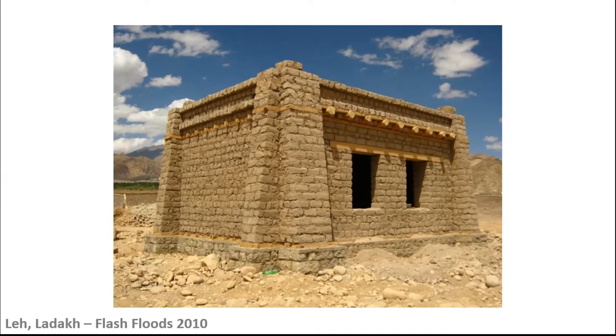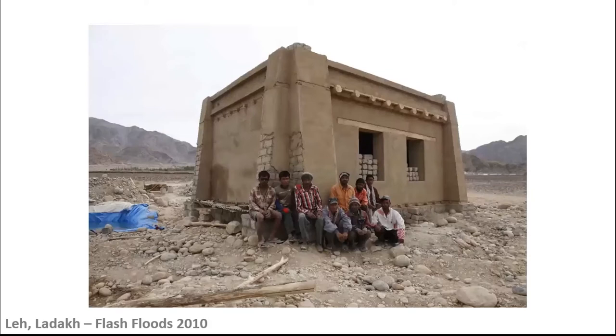And then instead of RCC bands, which were used in the previous design, we replaced that with local timber seismic bands. And for vertical strengthening of the corners, we introduced buttresses, like what you see, the buttresses in the corners that are jutting out. And you also see the seismic bands at plinth level and at roof level. And then you plaster it with mud only.